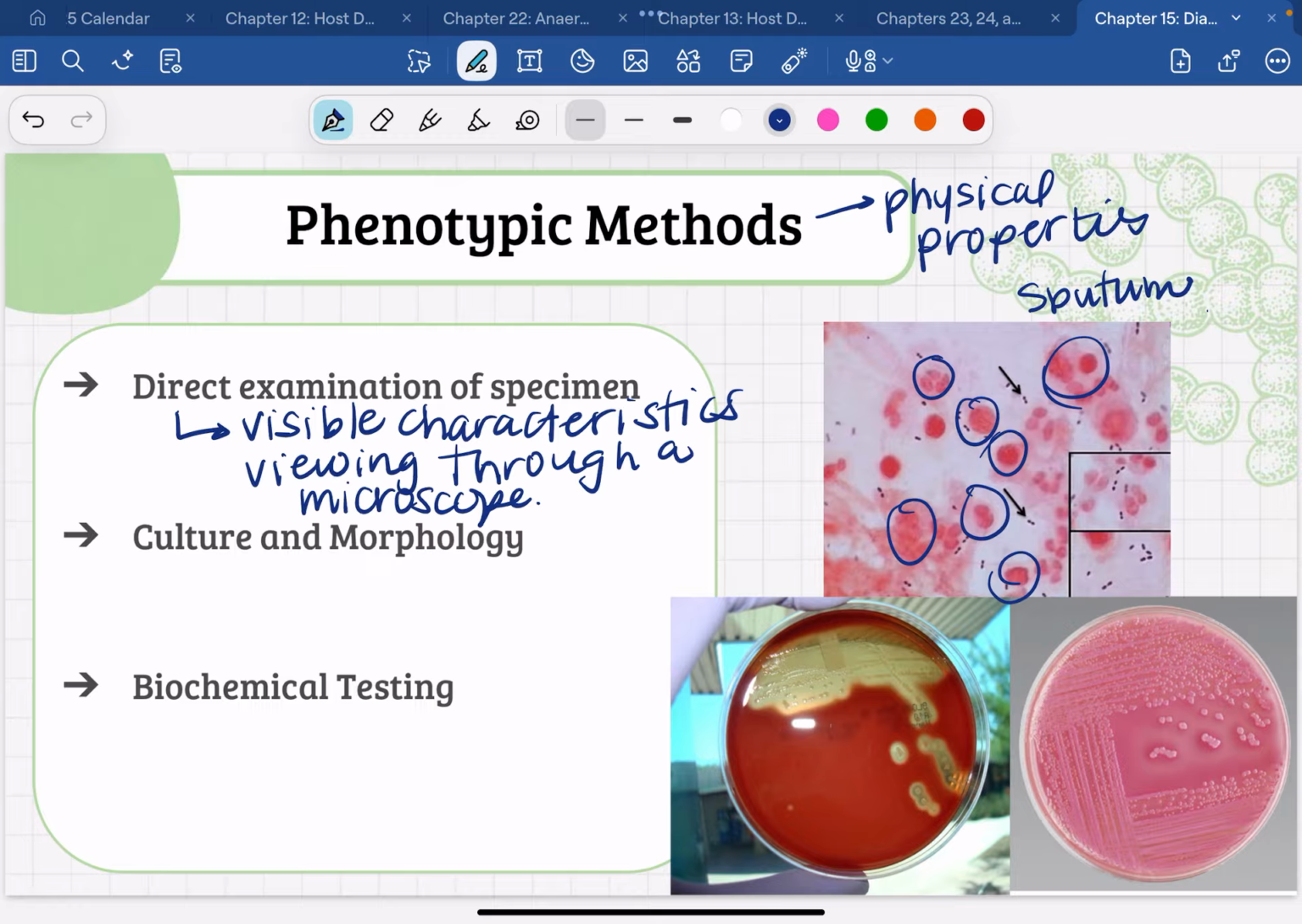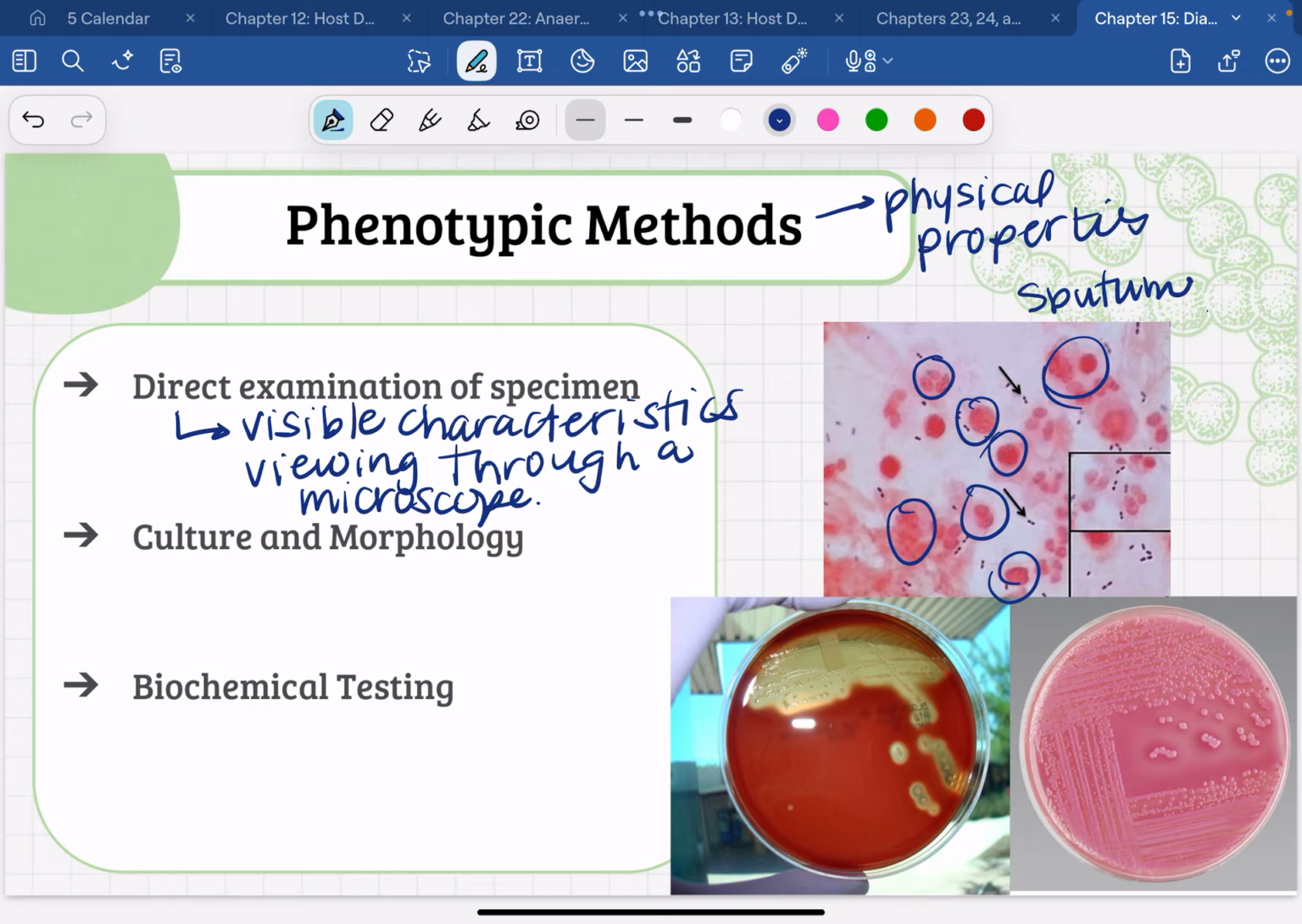Does anybody who's taking lab know what kind of hemolysis this is? I know you have to know it. Beta hemolysis, I saw it. That's beta hemolysis. Have you guys learned about MacConkey agars yet? Is this a lactose fermenter or a non-lactose fermenter? That's a lactose fermenter because it's pink on MacConkey. Again, if you're not in lab, you don't have to know that.